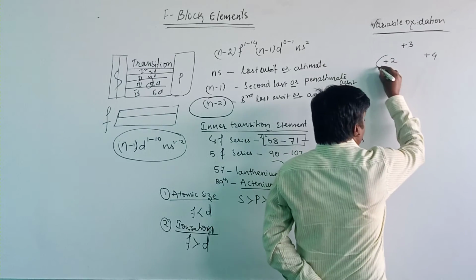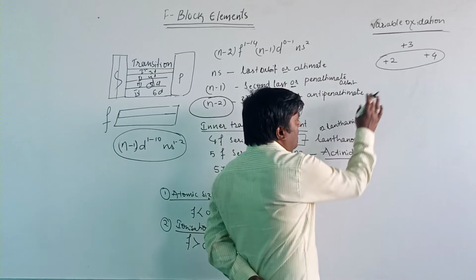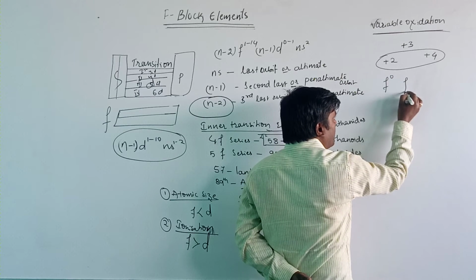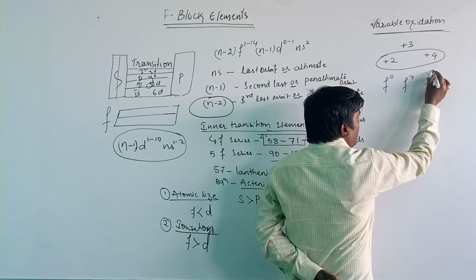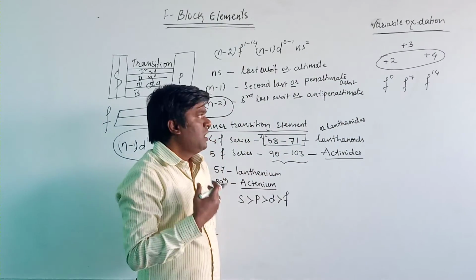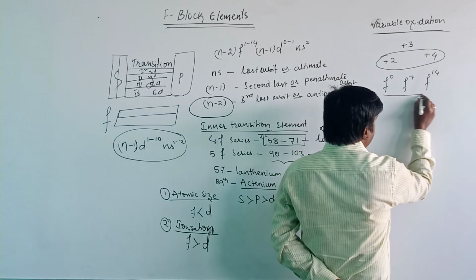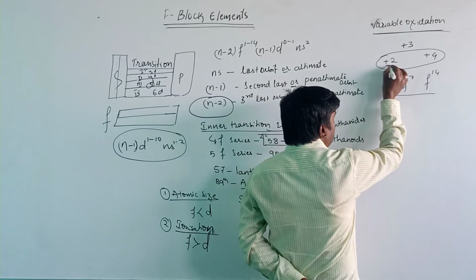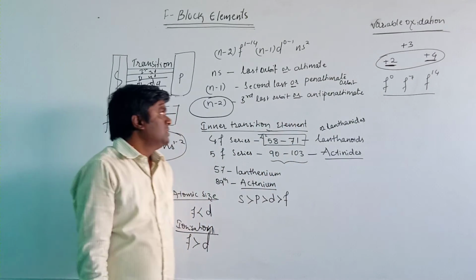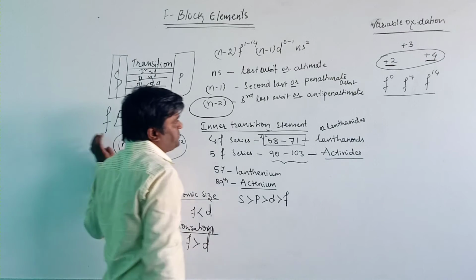Let us see when the +2 and +4 oxidation states are shown by the F block elements. After removing the electrons, if the electronic configuration becomes F0, F7 or F14, then only will it show the +2 and +4 oxidation states. This is about the variable oxidation state of F block elements. Then let us see once again the atomic size.